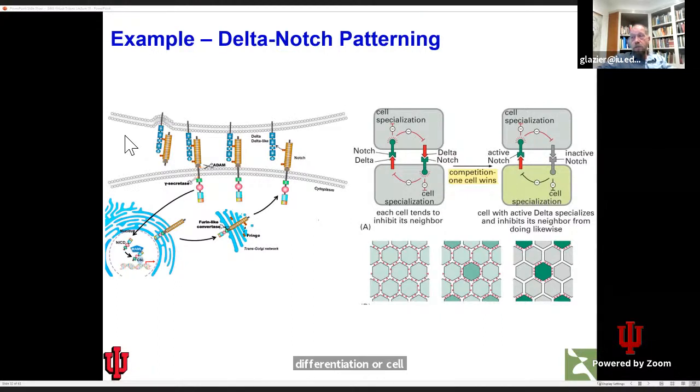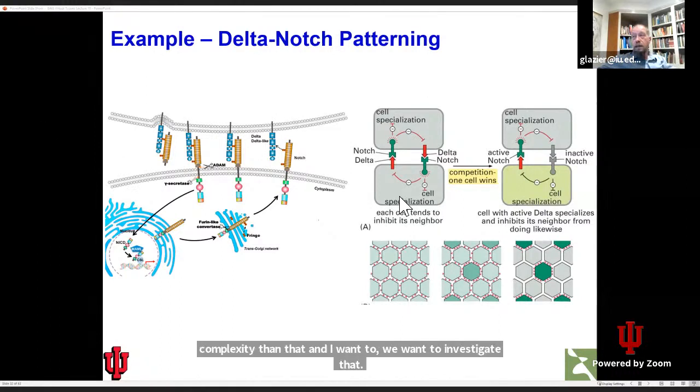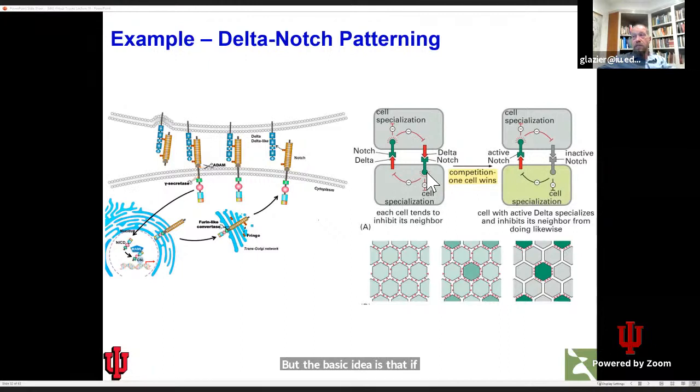And so what you tend to get are patterns where high notch alternates with low notch. Not a perfect checkerboard; you get a pattern with a little bit more complexity than that, and we want to investigate that. But the basic idea is that if I have notch signaling inside of my cell, it inhibits delta. If I have delta signaling to notch, that inhibits as well. And so I have this interesting feedback loop between cells.